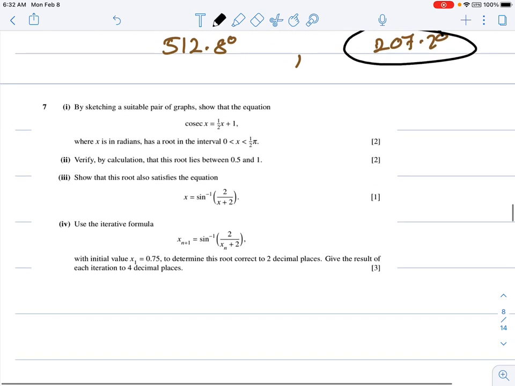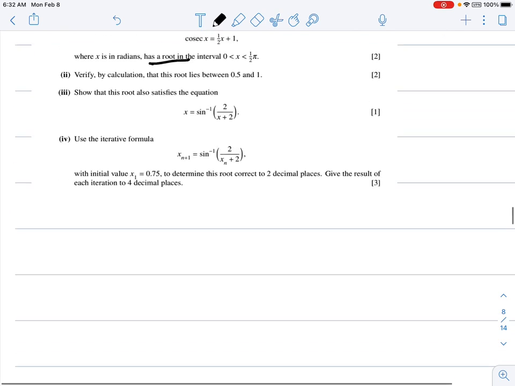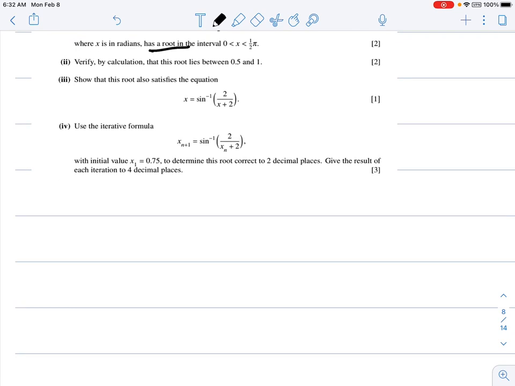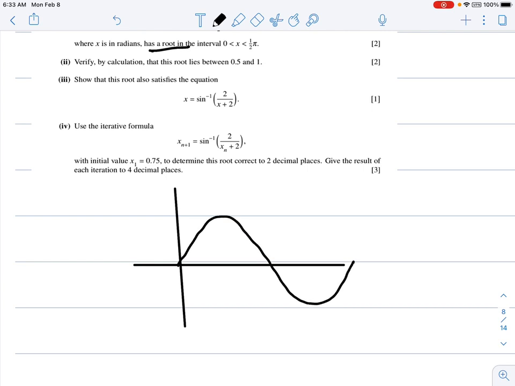Now question number 7. By sketching suitable graphs, show that cosecant x equals half cos x has only one root between 0 and pi by 2. So the cosecant graph. How do I do the cosecant graph? For that, what I have to do is first draw the sin x graph. For whoever doesn't know the cosecant x graph, the easiest way is to draw the sin x graph. So approximately I am drawing the sin x graph. This is how the sin x graph looks.